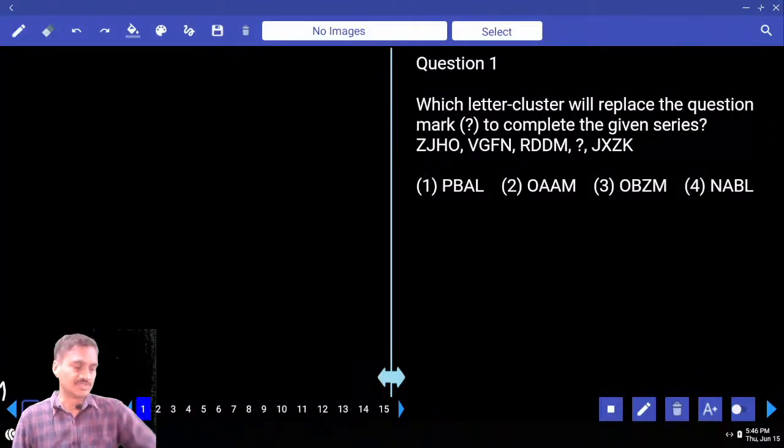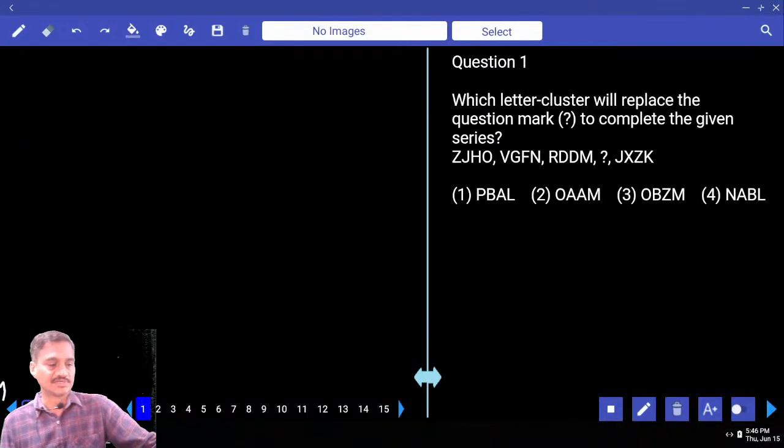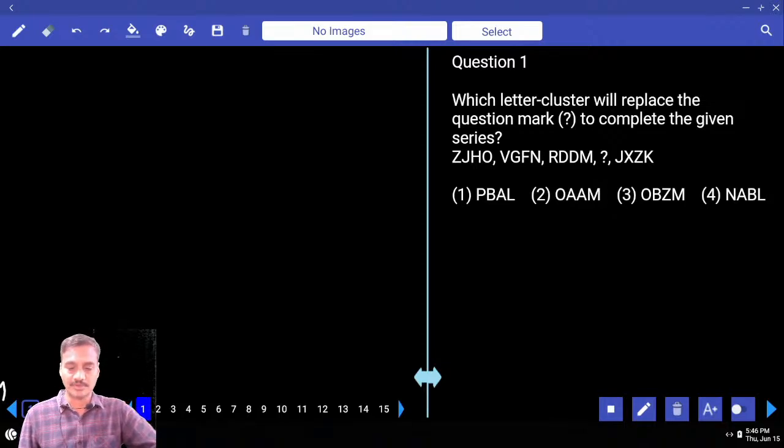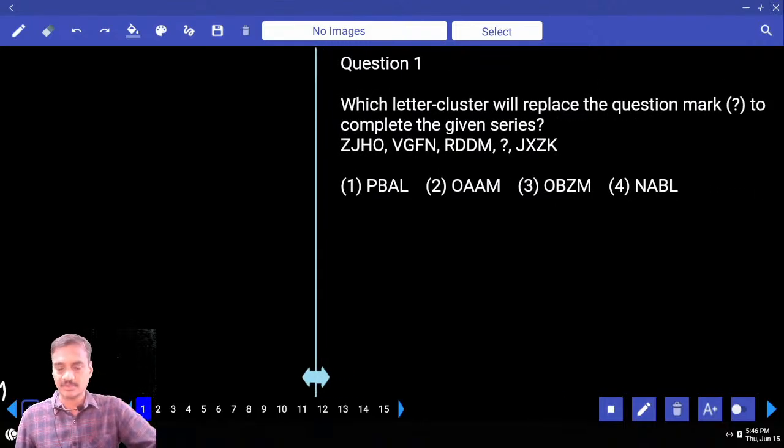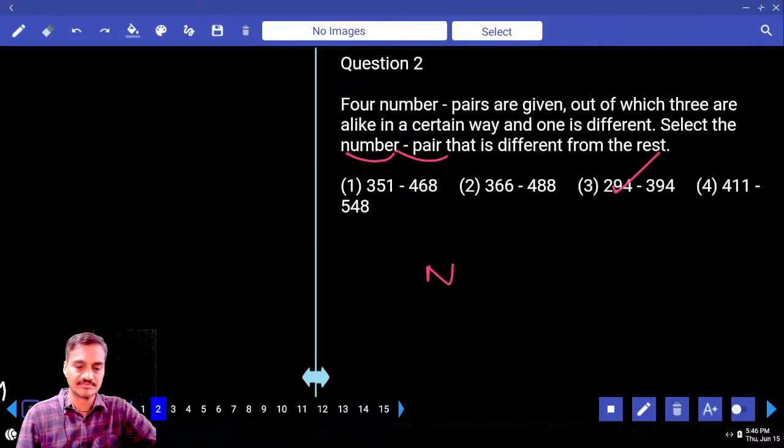Now paper number 65, CGL Tier 1. In question number 1, Z, V, R, it is based on a letter series. Z and V, what is the difference we have? Minus 4. V and R, minus 4. R is 18, minus 4 is 14. The 14th letter is N. Among the given choices, N is the first letter only in choice 4 for question number 1.